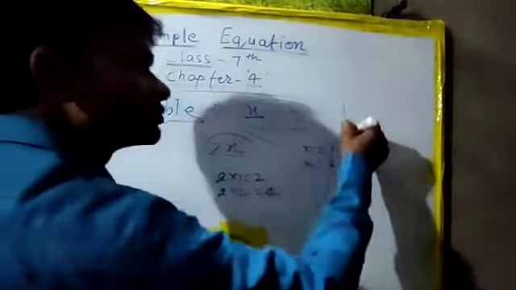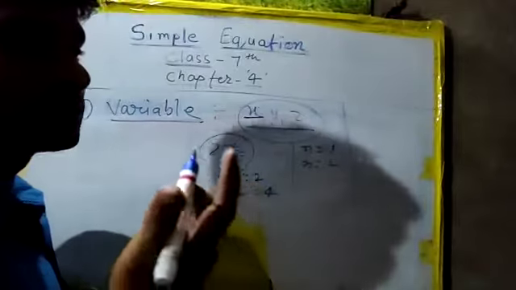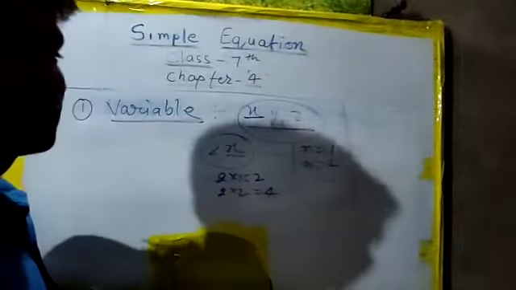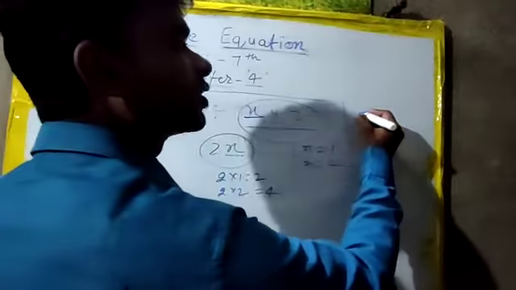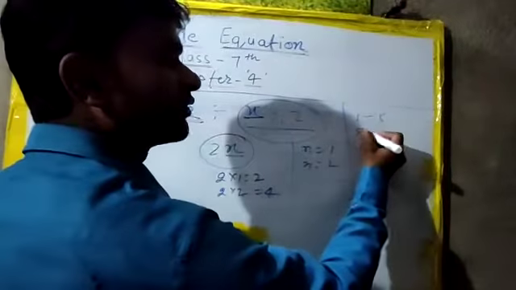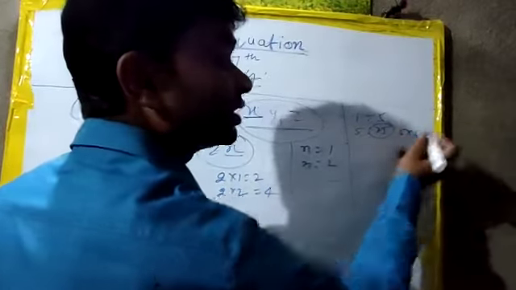Suppose the question comes in a different way: the cost of a pen is 5 rupees. What is the cost of 5 such pens? Definitely, if the cost of 1 pen is rupees 5, then the cost of 5 pens will be rupees 25, because 5 into 5 is 25. There is nothing to find.